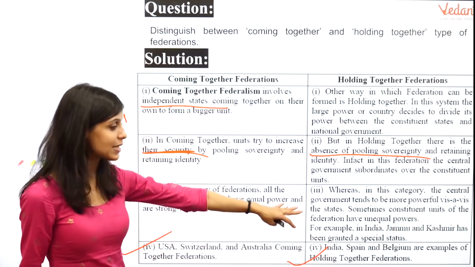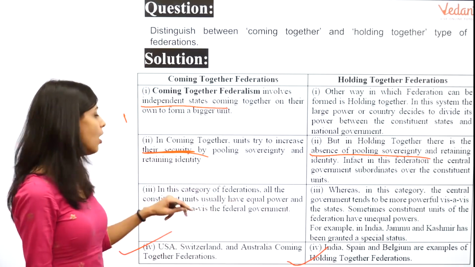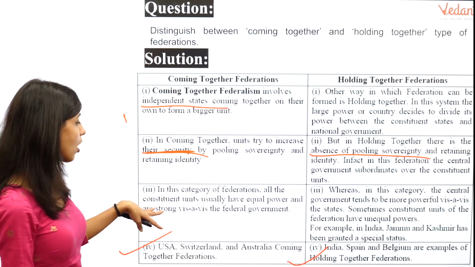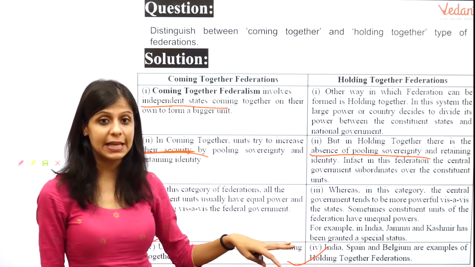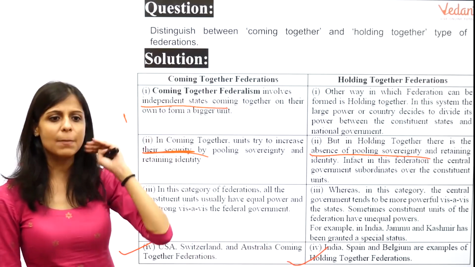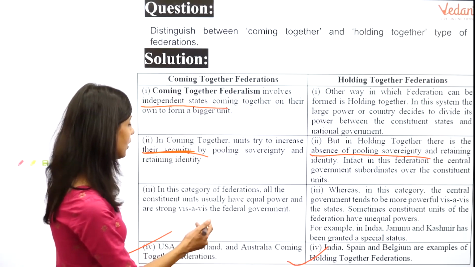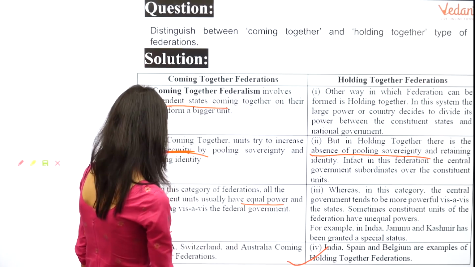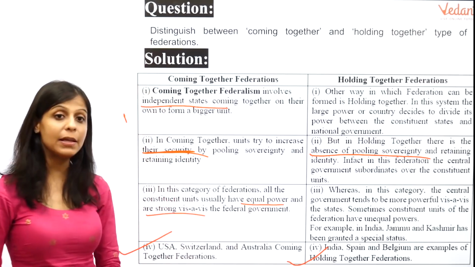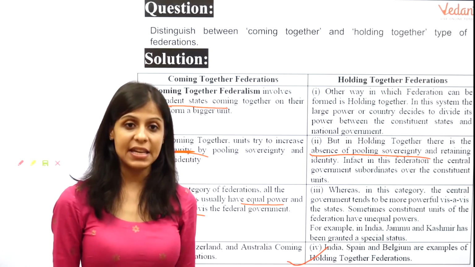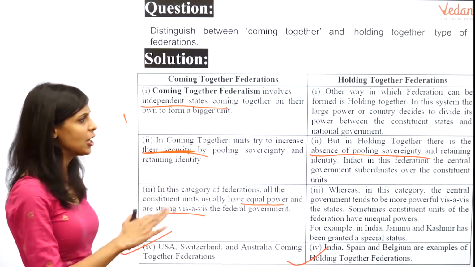So the states were not willing to come together, whereas in this case, when I talk about USA or countries like that, may it be the central government or the state government, they have sort of equal powers and they are equally strong. May it be the central or the state government. So you can differentiate it.